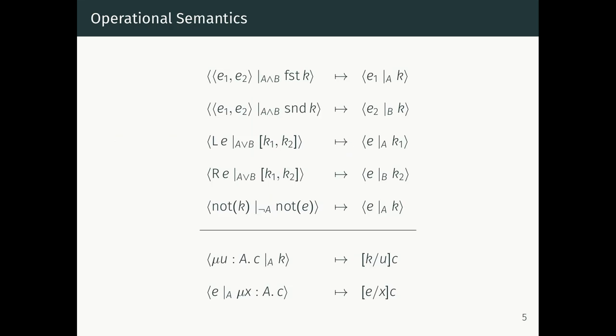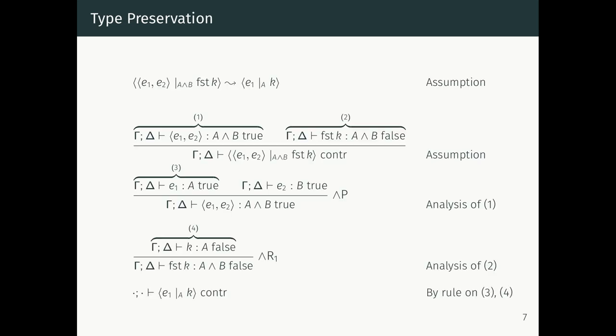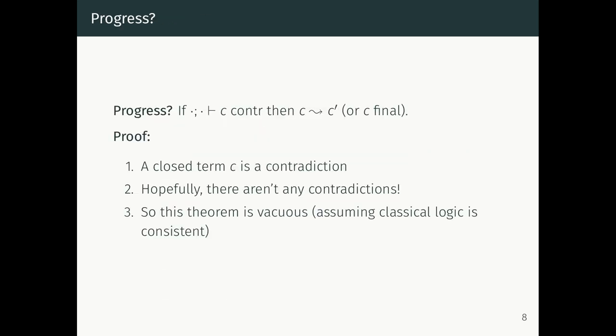they're going to have an equally easy type preservation proof. So this part of type safety works perfectly. It's even better than in the simply typed lambda calculus. But you can probably guess that I said it was almost perfect. And the almost comes from the fact that if we're thinking of these closed terms as representing our computation, then what does this mean? If C is a closed contradiction, then either C steps to C prime or C is final.